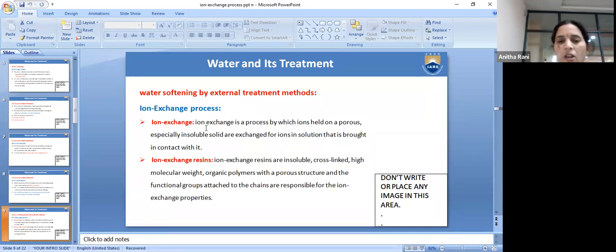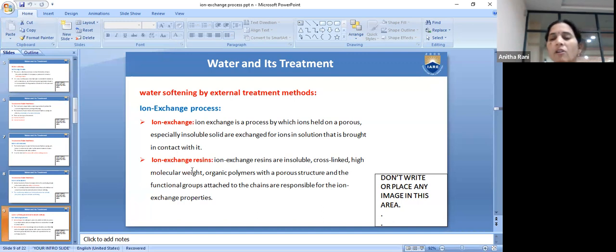So what is ion exchange? Ion exchange is a process by which ions held on a porous, especially insoluble solid, are exchanged for ions in solution, ions in water that is brought in contact with it. Insoluble solid means we will take polymers, ion exchangers. These polymers contain functional groups, we can take H+ ions and OH- ions.